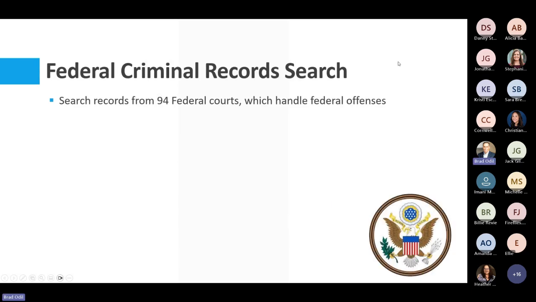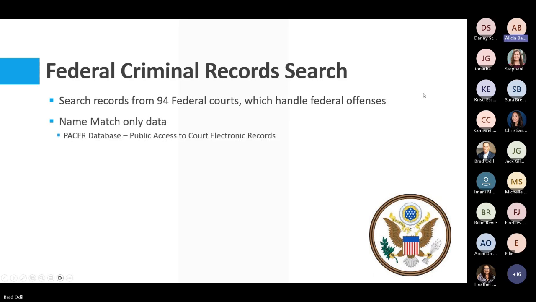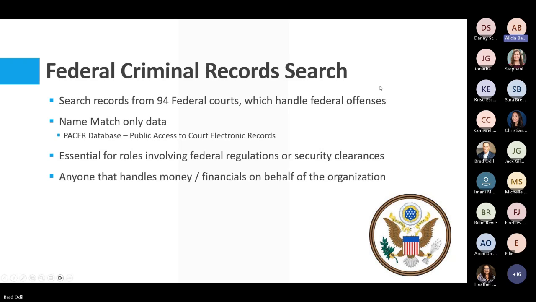Well, Lisa will talk about some of the federal and state data. Yeah, so the Federal Criminal Records Search product searches from 94 federal courts. Most records are name match only data, making it difficult to report. The source that is used for these records is the PACER database, which stands for Public Access to Court Electronic Records. We would never not recommend this search, but it is especially essential for roles including or involving federal regulations or security clearances. Also, anyone who handles money or financial records on behalf of an organization.